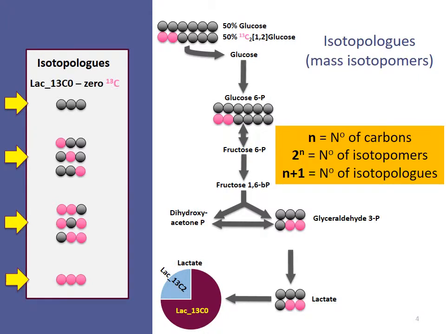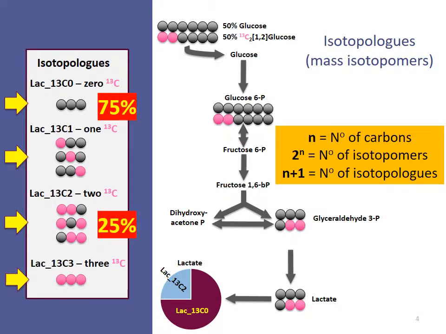Isotopomers with 0 labeled carbons. Isotopomers with 1 labeled carbon. Isotopomers with 2 labeled carbons. And finally for lactate, isotopomers with the 3 labeled carbons. However, in our simple example, just can be produced 75% of isotopologues with 0 labeled carbons and 25% of isotopologues with 2 labeled carbons. This is a restriction imposed by the reaction stoichiometries and the specificity in the transitions of carbon positions from substrates to products.